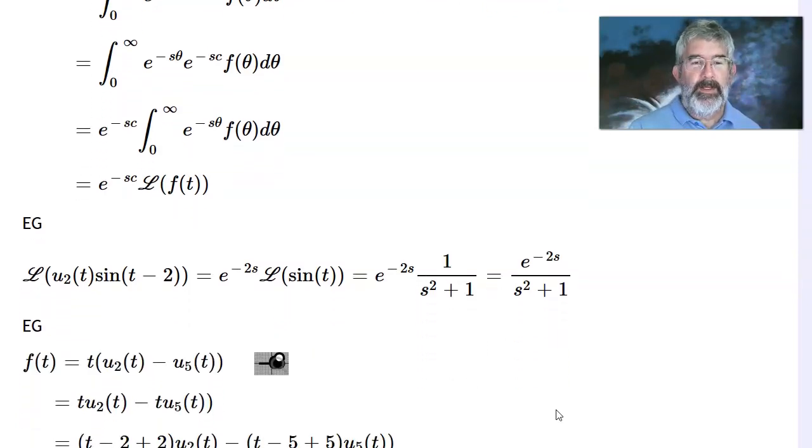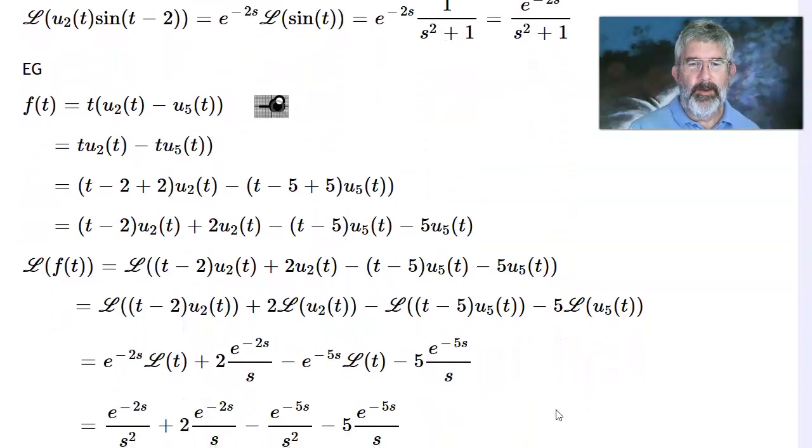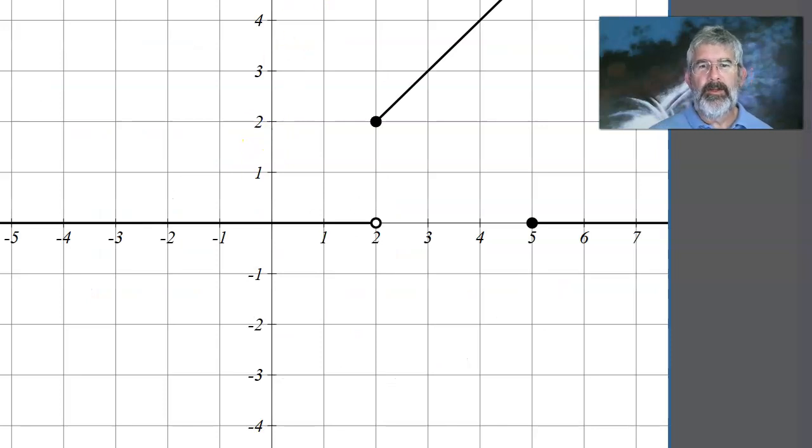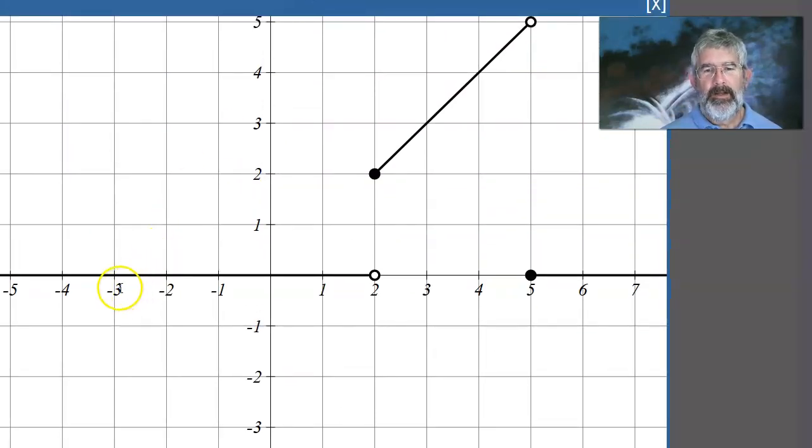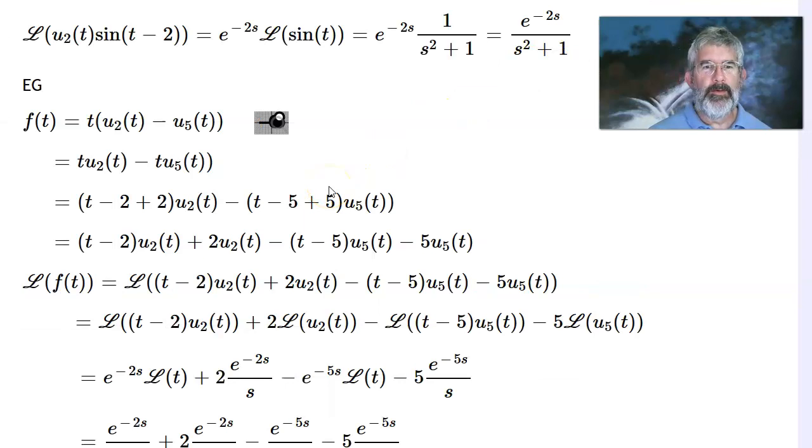Another example I want to do, I got a little more work here. This function we looked at in the previous video. I had a u2 minus u5, and the whole thing times t. So it turns on at 2 and it shuts off at 5, but it's the function t in between those two. Okay. So that's the function that I want to take the Laplace transform of. Now, in order to do that, I want to rewrite this a little bit. So this is the way I had it, as t times that. But if I distribute the t in, I've got this and I've got that.